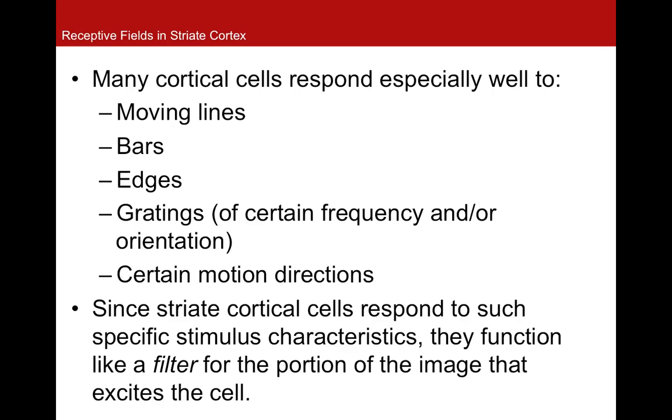And it's not just bars of light that they respond to. There are lots of different cortical cells that respond well to movement, so moving lines, bars we just talked about, edges, and gratings of certain frequencies or possibly certain orientations, certain motion directions if they're motion responsive. And so they respond to these very specific characteristics. And since they do so, they actually function like a filter for filtering that portion of an image that excites that individual cell and not responding to the rest of them.